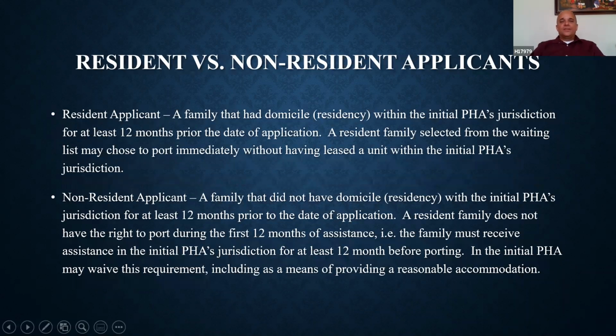Okay, so I want to talk a little bit about resident versus non-resident applicants. This is an issue that does come up sometimes, and it can be confusing for some PHAs. A resident applicant is a family who had domicile or residency within the initial PHA's jurisdiction for at least 12 months prior to the date of application. A resident family selected from the waiting list may choose to port immediately without having leased a unit in the initial PHA's jurisdiction. So the point here is that if a family applies for assistance at a PHA and has lived in that jurisdiction for a while, that family has the right not to lease up in the initial PHA's jurisdiction. That family can go ahead and port to another area.